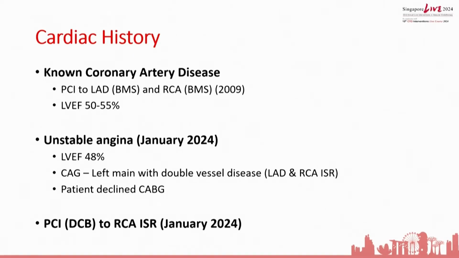Next slide. With regards to his coronary artery disease, he's had a significant history of a PCI, both to the LAD and RCA with bare metal stents in 2009. At that point in time, his ejection fraction was normal. He came in just a couple of weeks ago with some unstable angina, and when we repeated his echo, his ejection fraction was about 48%. The coronary angiogram, which we will go through later, showed a double vessel disease with left main involvement. We actually DCB'd the ISR about a week back.